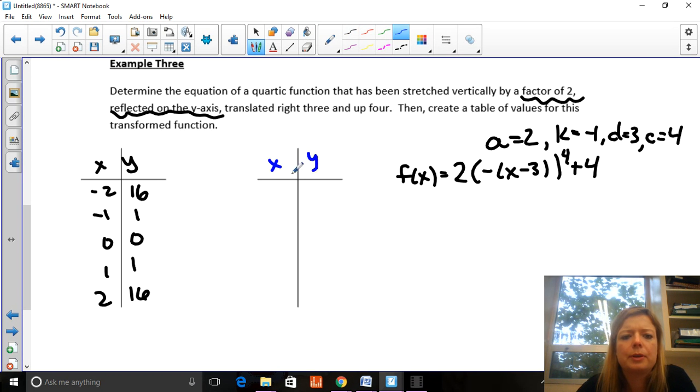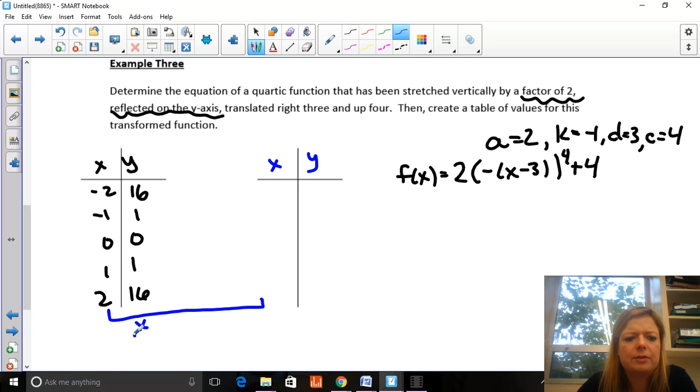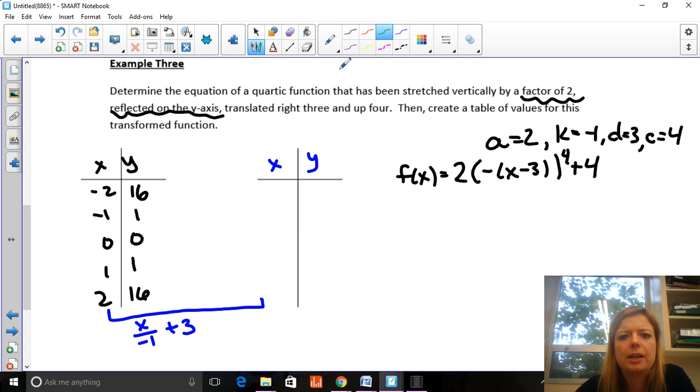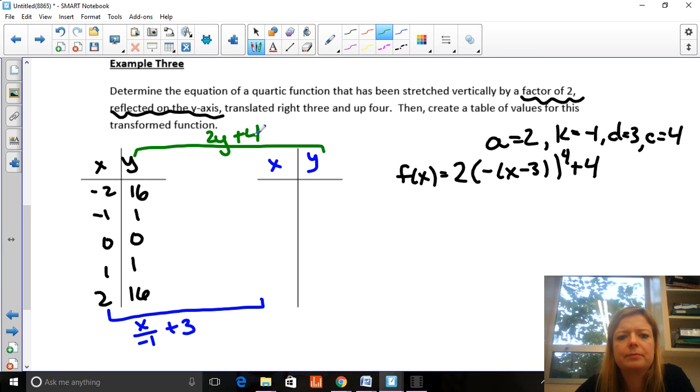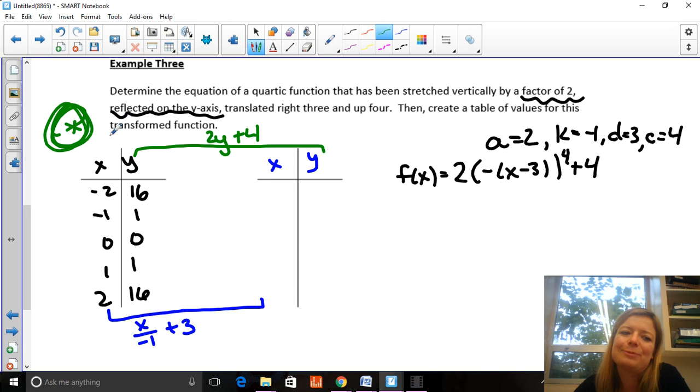So to get from x to x, you take your x values, you divide them by negative 1 or multiply them by negative 1, and then you're adding 3. And to get your y values, you're multiplying by 2, and you're adding 4. Okay, so go ahead and do that one and check tomorrow with your pod mates to make sure you got the right answer.